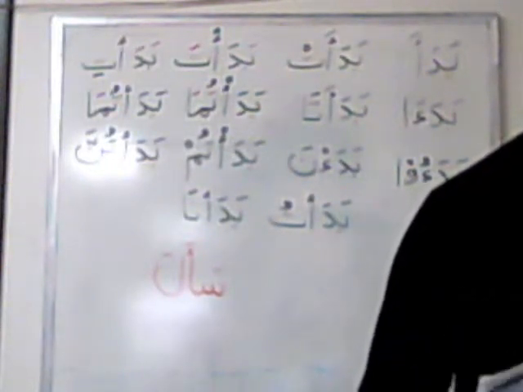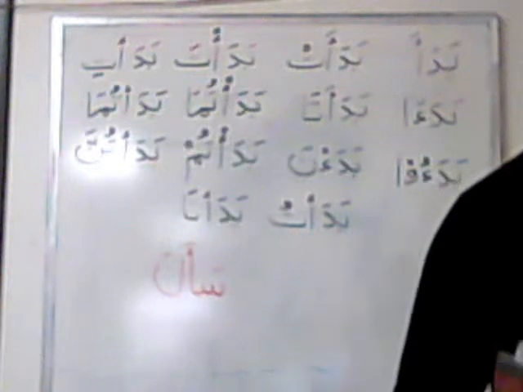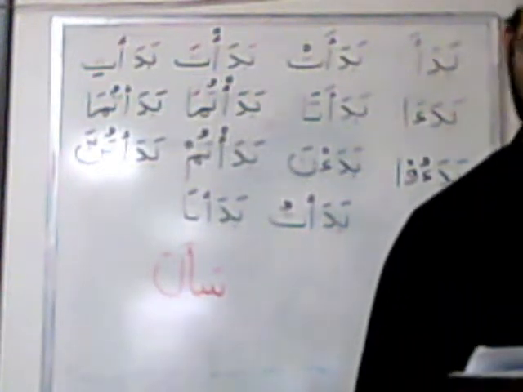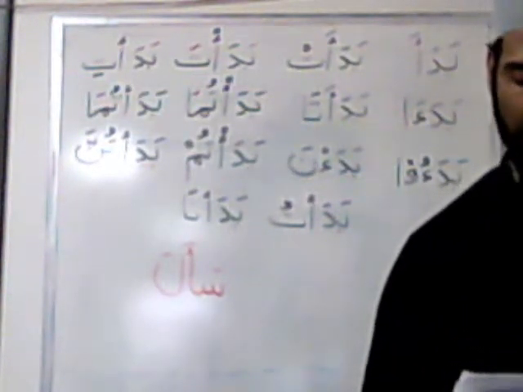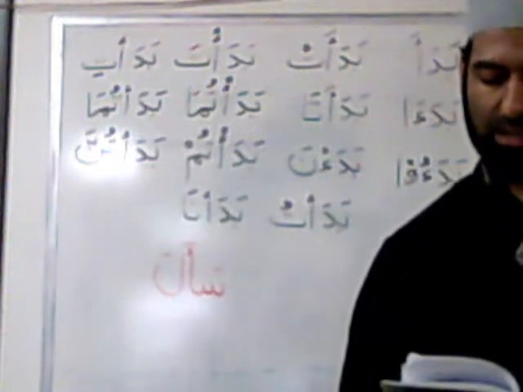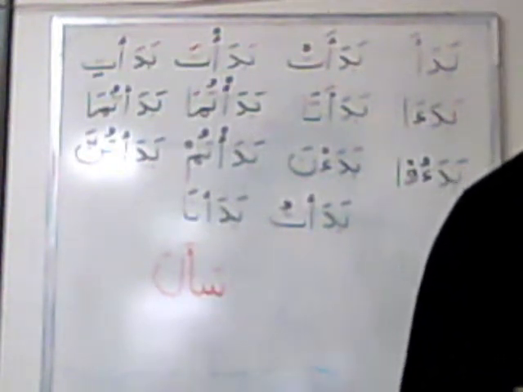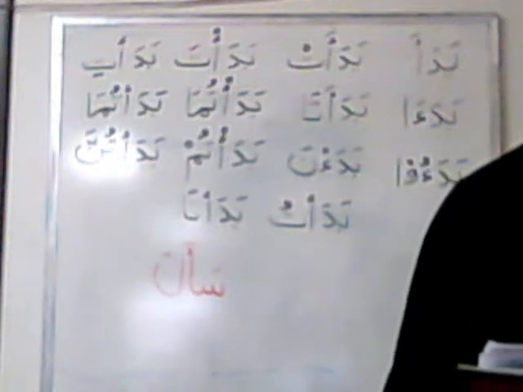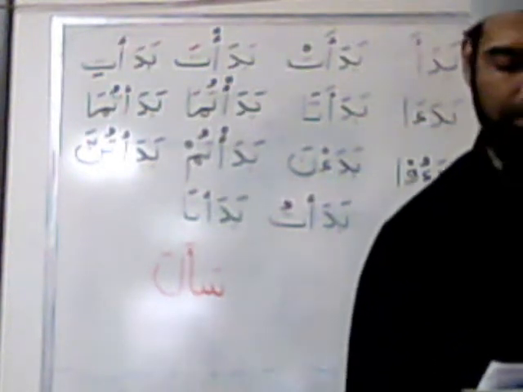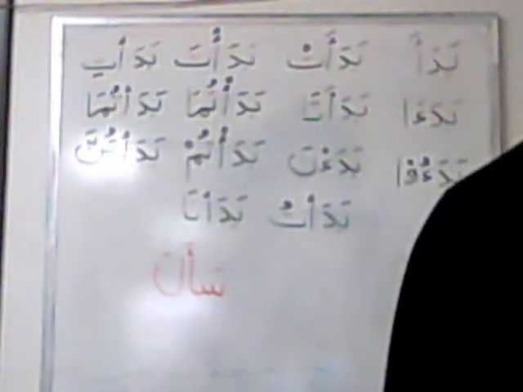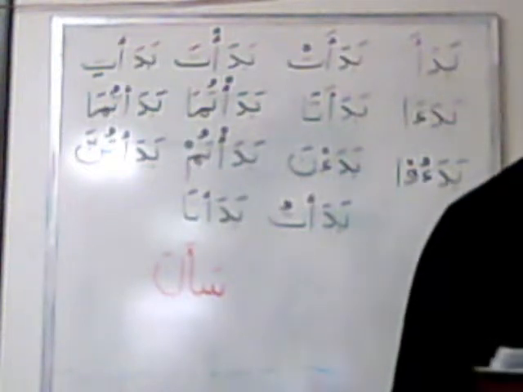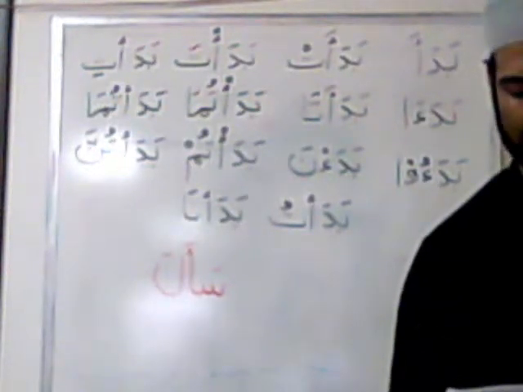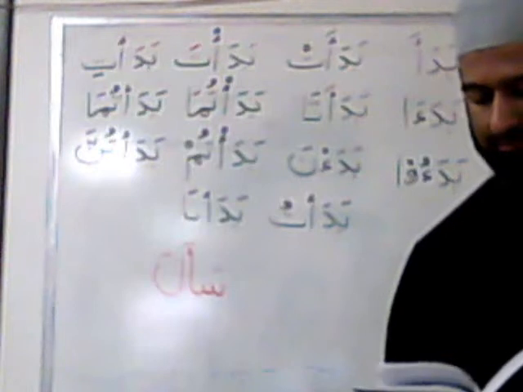For whom is this book? For whom is this book or whose is this book? Both are correct translations. Okay. Then هذا المفتاح لعلي. This key is for Ali. This key is for Ali. هذا المفتاح لعلي. This key is for Ali.